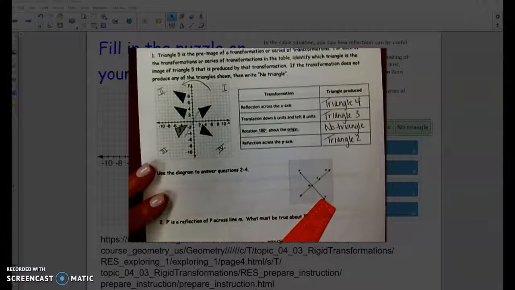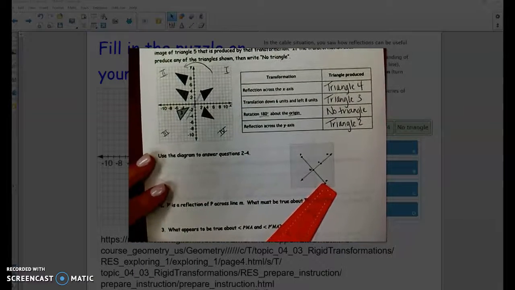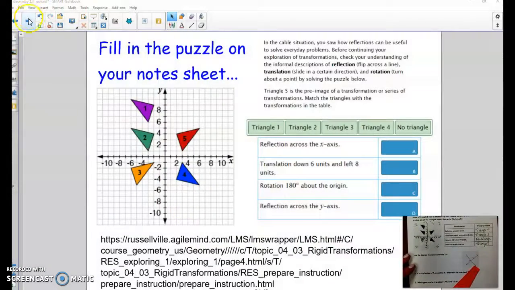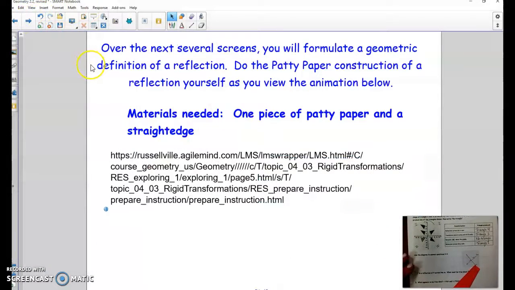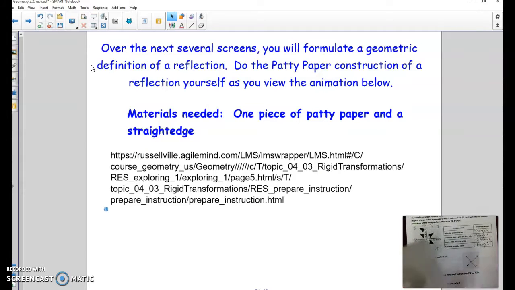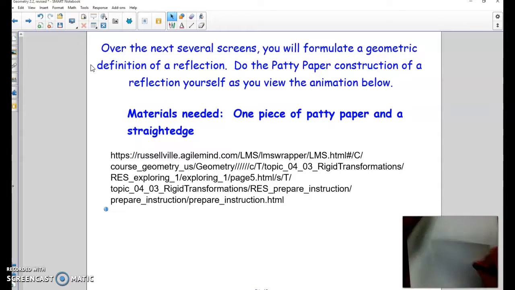All right, in order to answer questions 2 through 4, we're going to have to do a paper folding with patty paper. So go ahead and grab your first sheet of patty paper for this exercise. Let me get a blank sheet of paper so we can have a clear surface here.